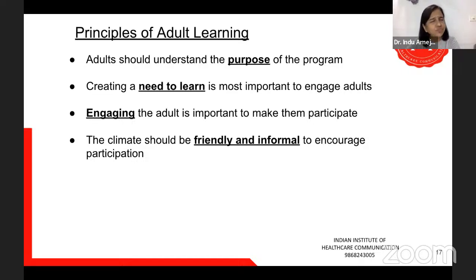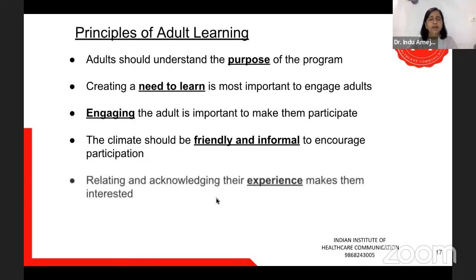As I said earlier also, the adult audience is mostly educated, well placed, doing well. To make them learn, you really have to connect well with them. So make sure that you are able to create that friendly and informal environment. And then relating and acknowledging their experience will make them interested. Whatever background they come from, I'm sure they'll have something to contribute. If you can integrate that in your session, in your program, they'll be very, very happy and they'll engage also.